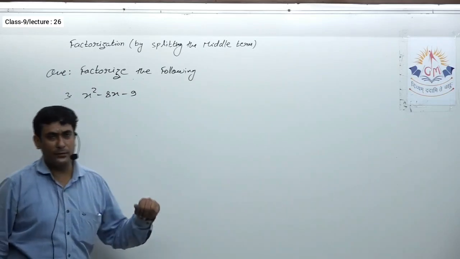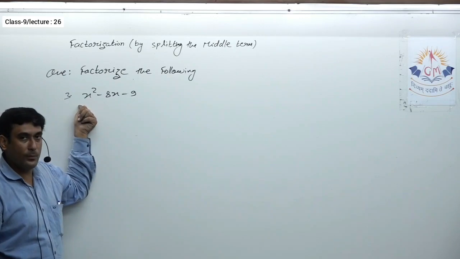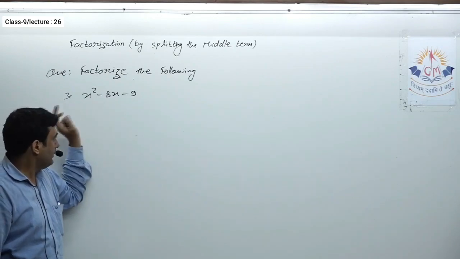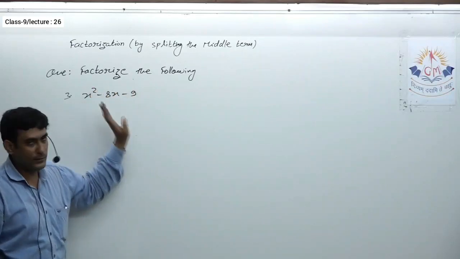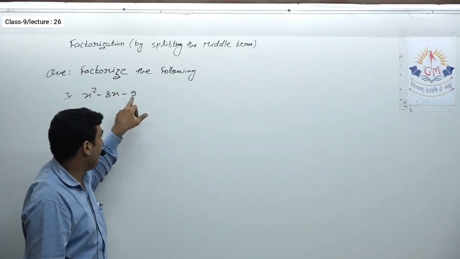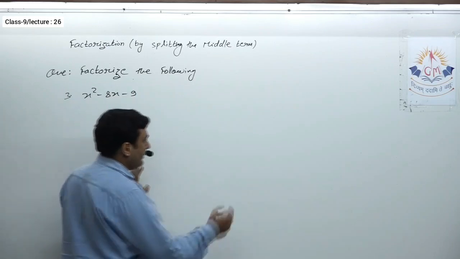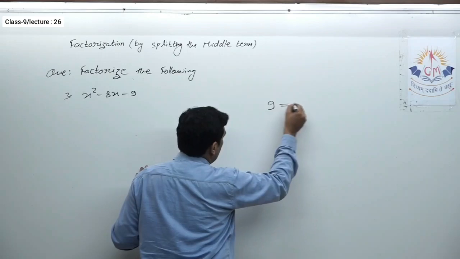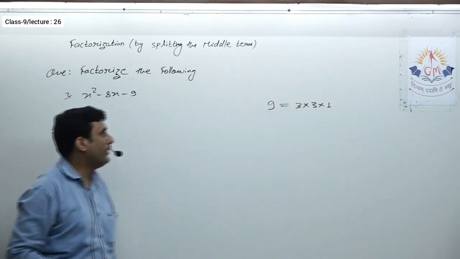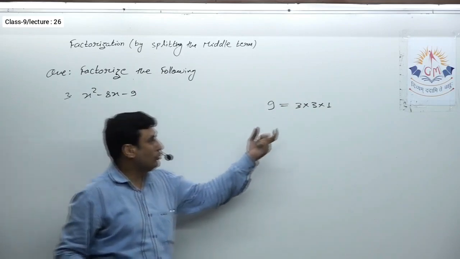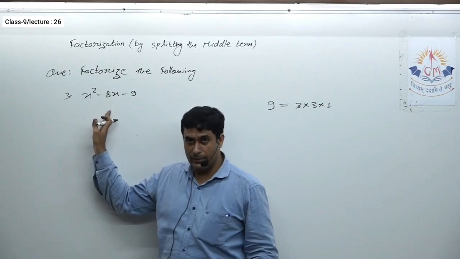Okay, so two things we can check directly. It is in standard form. The first term is positive and the terms are written in decreasing order of the power, x square then x. So now the next thing, we have to find the factors of 9 multiplied by 1, that is 9 itself. Its factors are 3 into 3 into 1. Now we have to make two groups out of these such that their sum is minus 8.